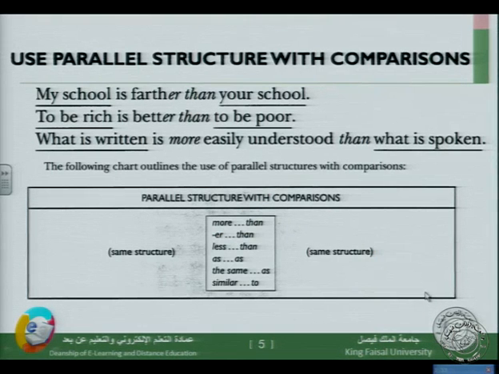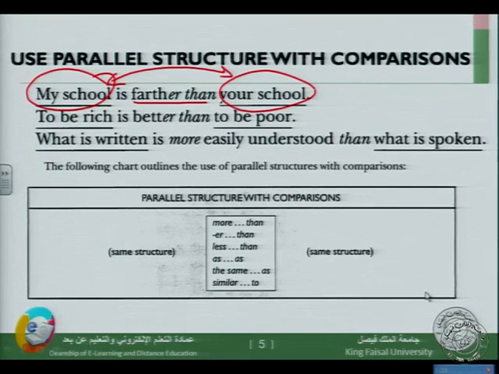Now, use parallel structure with comparison. And comparison is a good way to make parallelism in a sentence. Look at the first example. My school is farther than your school. Farther than, we took that this is a comparative, right? Comparative. Farther is the irregular comparative form of far. Far, farther, farthest. Okay? Farther than your school. My school, your school. Notice how the comparative made parallelism between 2 structures.